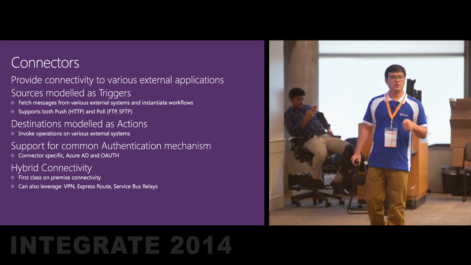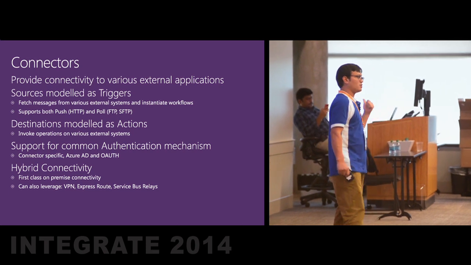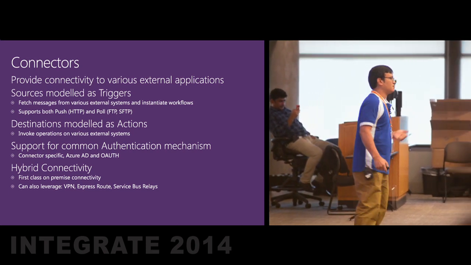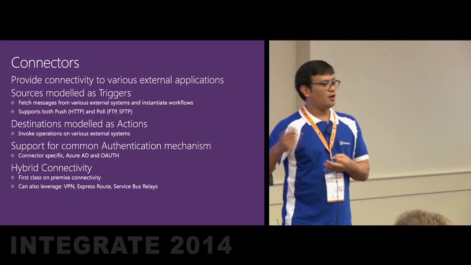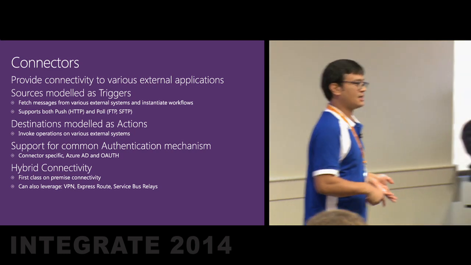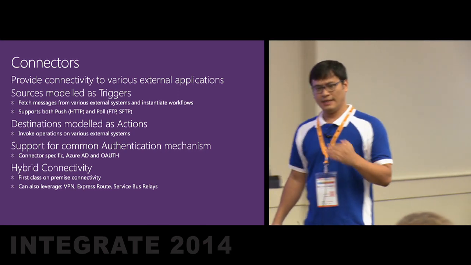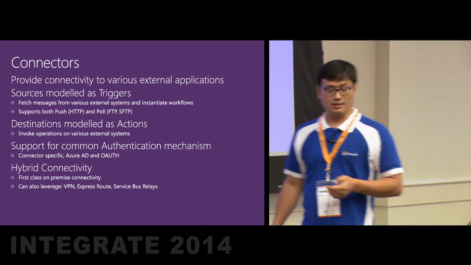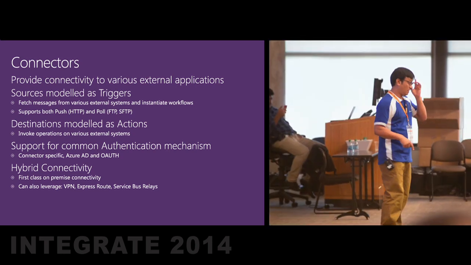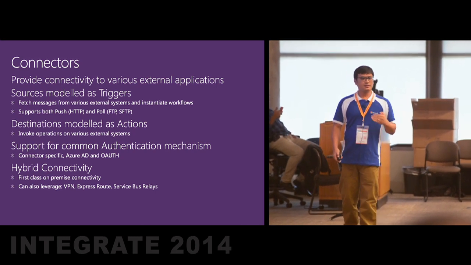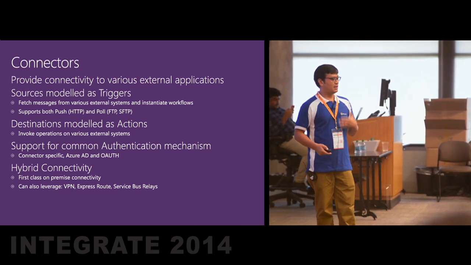We said destinations are modeled as actions. So it's just about invoking any operation that an external service provides. You want to upload a file on an FTP, that's one example of an operation. You want to delete a file on FTP, that's another operation. You want to download a file, that can also be modeled as an action. So there are a lot of actions that a particular connector microservice may provide. Typically there are multiple actions. If you're talking about a connector like SQL, some of the actions could be: I want to insert a record into a table, I want to run a SQL query, I want to delete a row in a table, and so on.